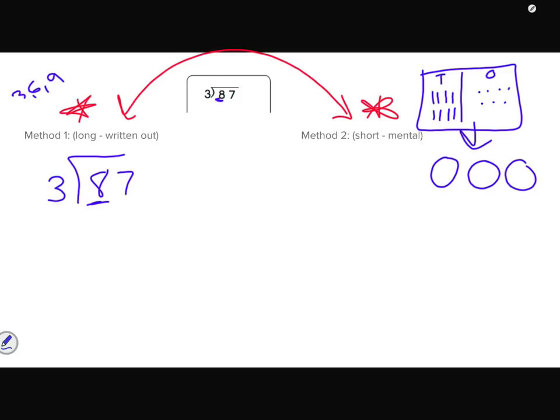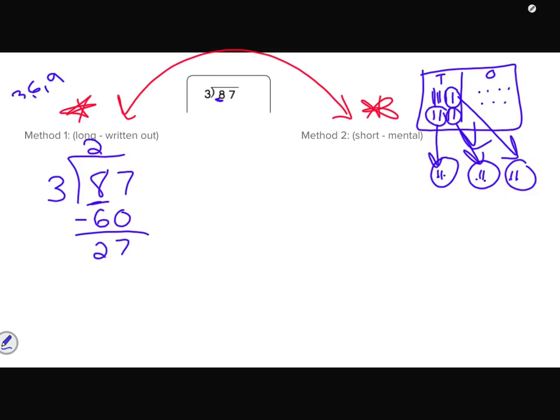However, I know that if I give everybody 2, so I take 2, 2, 2, then that means that if I've given 3 groups of 2 tens, then I've given away 6 tens, which is 60. So I have given away 10, 20, 30, 40, 50, 60 of those blocks. And then if I've given away 60 of the 87, I can subtract, and I have 27 left over, which makes sense. I have 10, 20, and then my 7 ones.